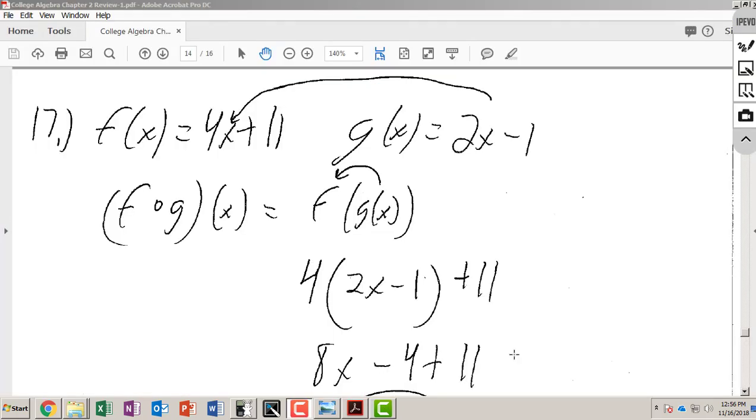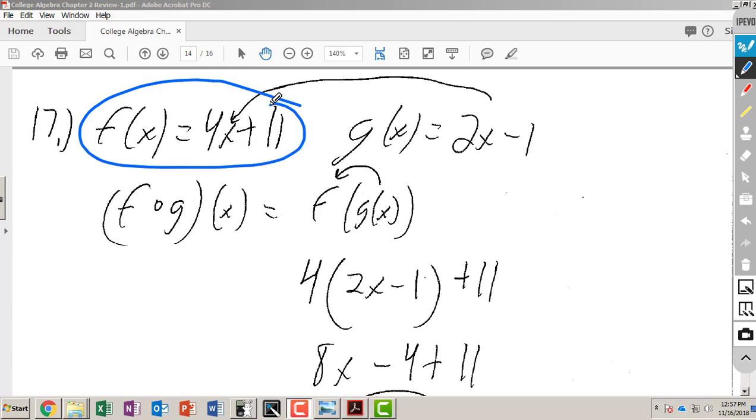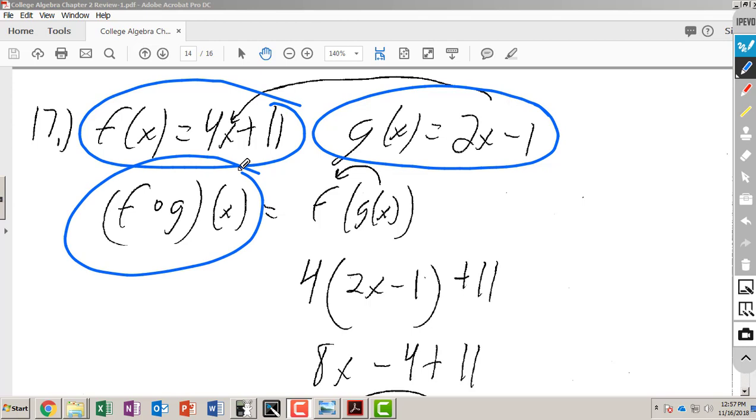Okay, on number 17, we've got our two equations: f of x equals 4x plus 11 and g of x equals 2x minus 1. The directions say that it wants us to find f composite g of x. Now remember the way that we wrote these last year? This is the same thing as f of g of x. If you want to write it like you did back in Algebra 2, that's perfectly fine.